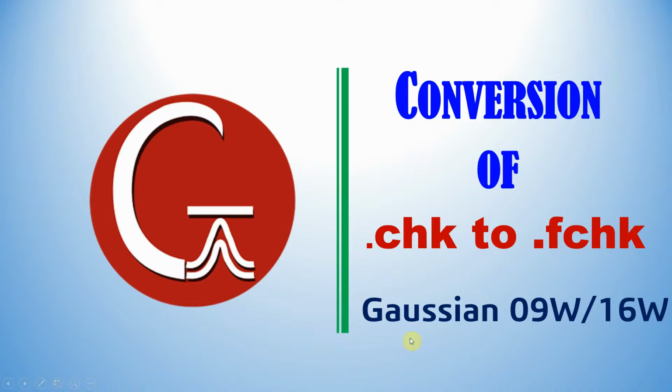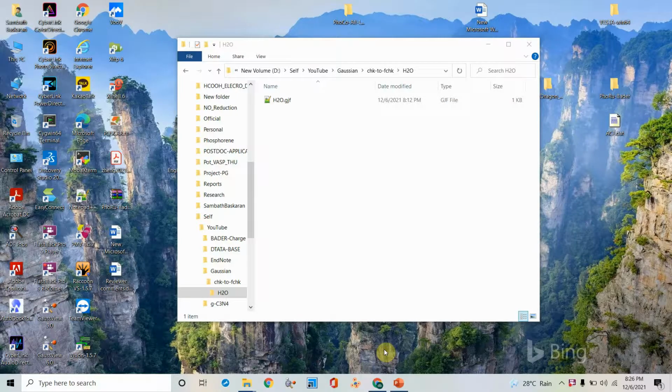In this video, I'm going to explain conversion of CHK file to FChk file format using Gaussian 09 or 16. For that, first you need to optimize your input file, or you need to do single point energy calculation. So here I'm going to use this water molecule for the model calculation.